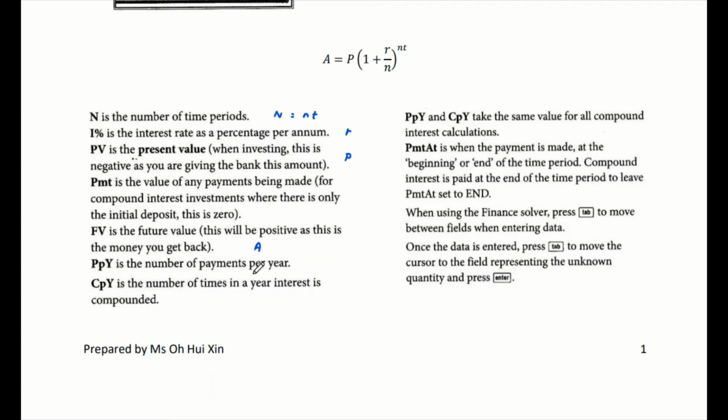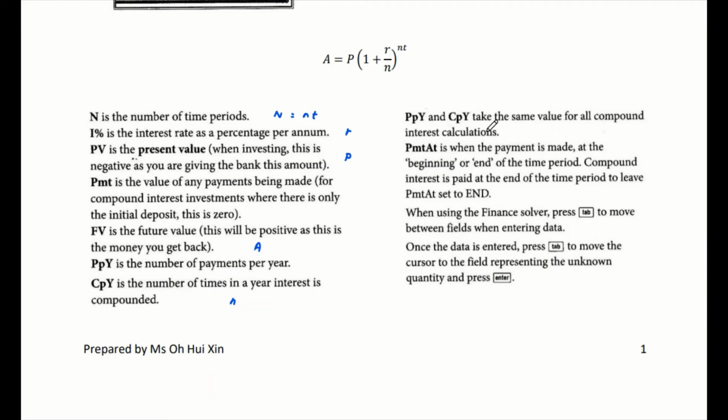PPY is the number of payments, so in this case it refers to the payment here. Since we are not doing any payment, you do not really need to change the PPY. Then CPY is the number of times in a year that the interest is compounded. If it's compounded monthly, it will be 12. If it's compounded quarterly, it will be 4. So this CPY is actually the N that we have in our formula.